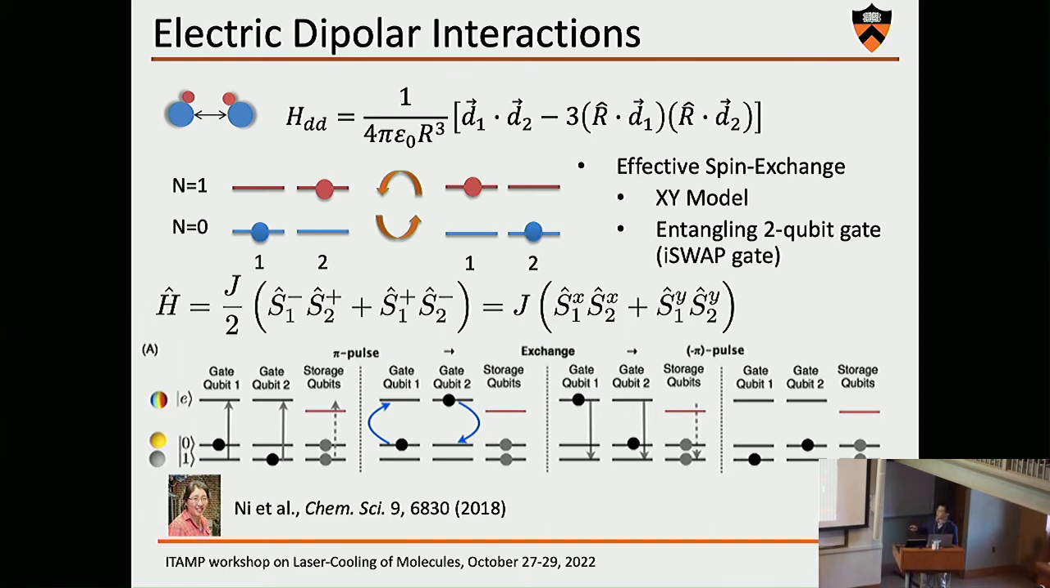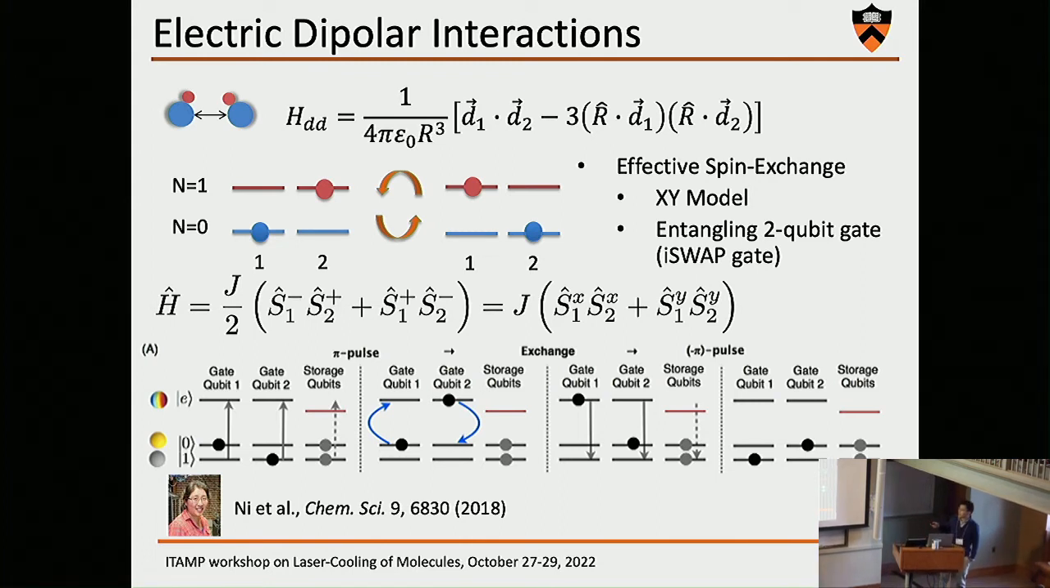So one way to see this is that if I start the system in down up, it will resonantly flop between down up and up down. All I have to do is stop halfway in between. I'll be in a superposition of these two states, and that actually is the maximally entangled state of these two molecules.